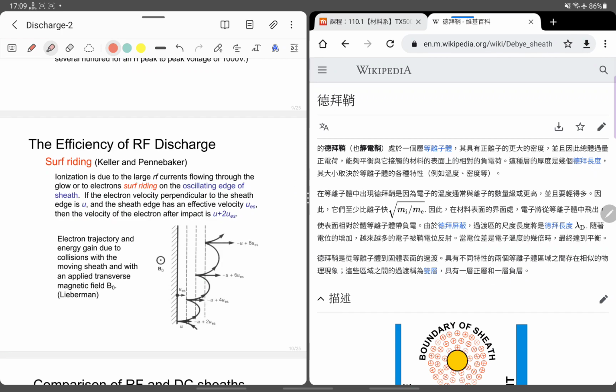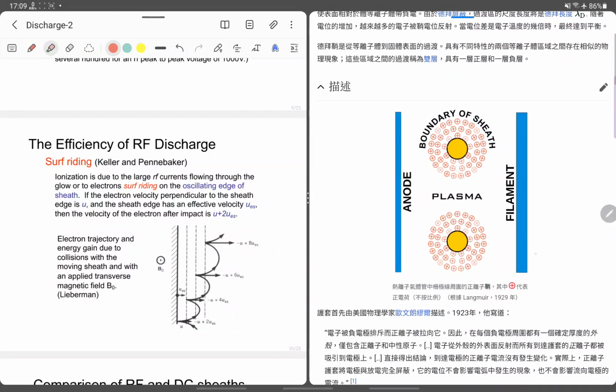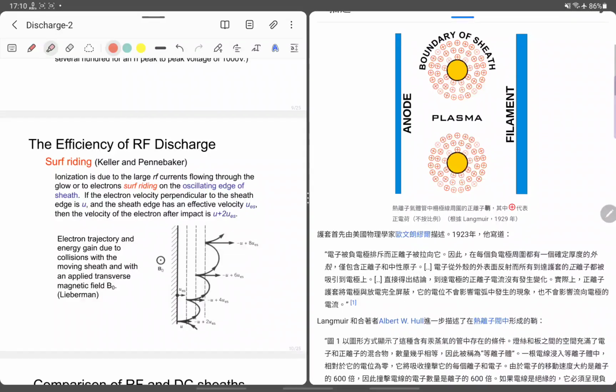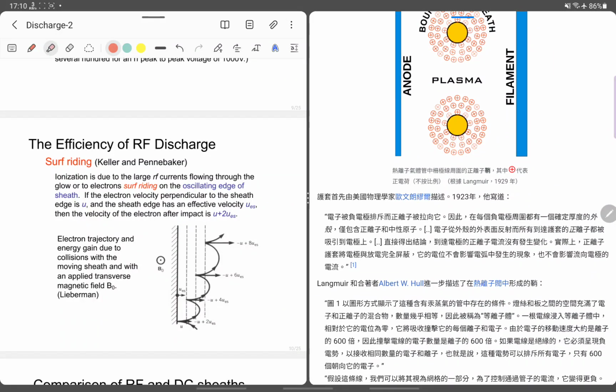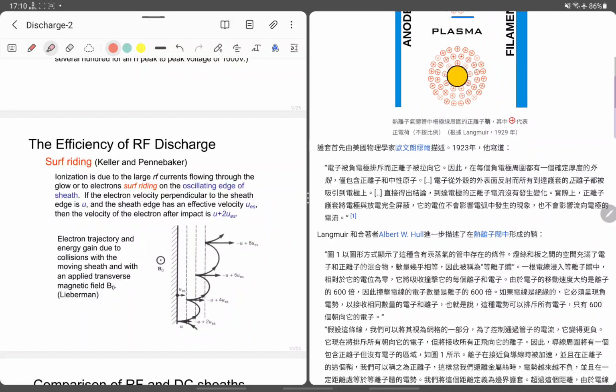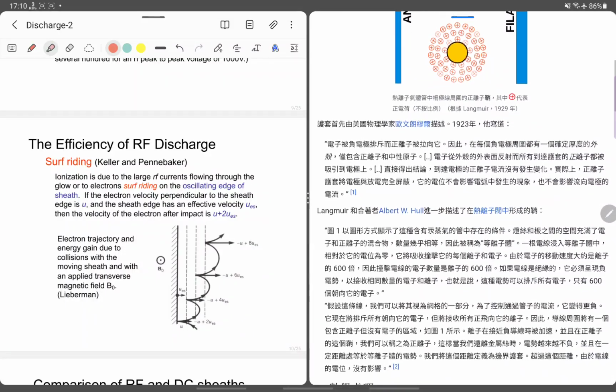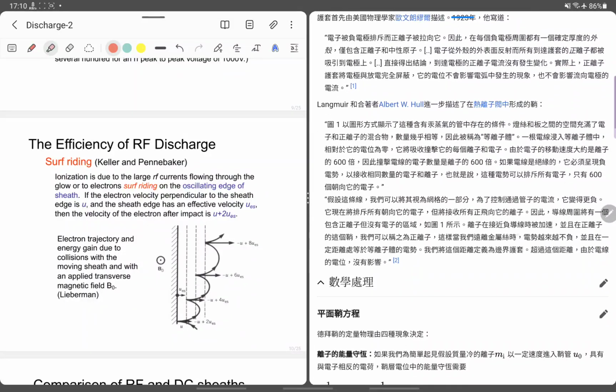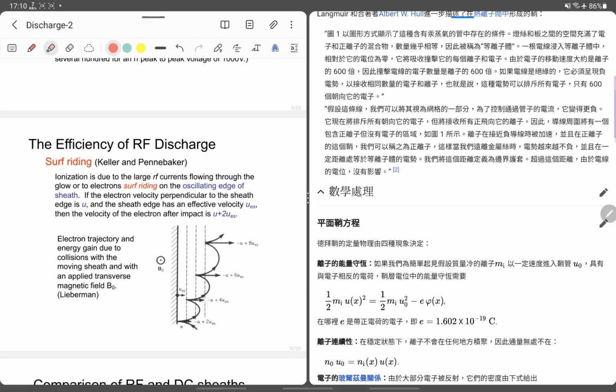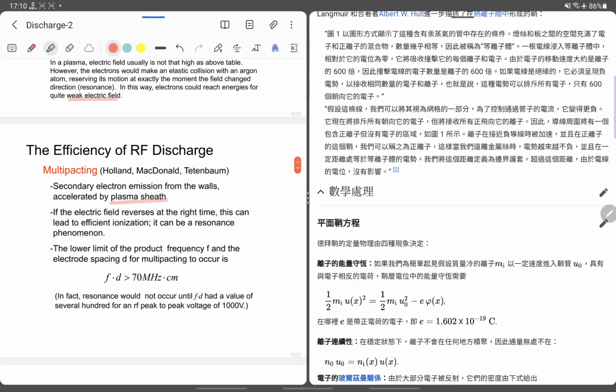Okay. And this slide shows another advantage of RF discharge. It is named the self-heating. Okay. And this part is from another textbook, Lieberman's book. So you can read Lieberman's book to get the complete story of the self-heating.